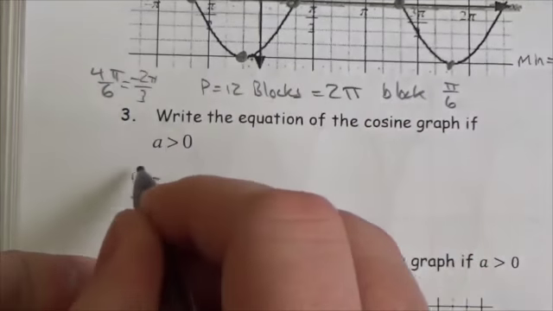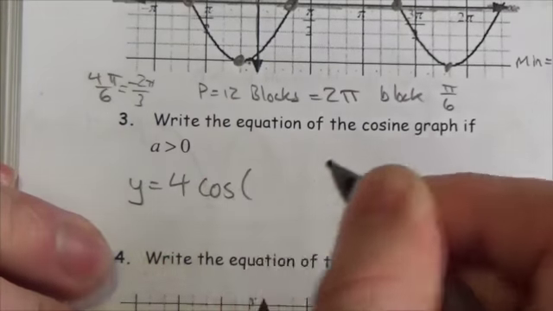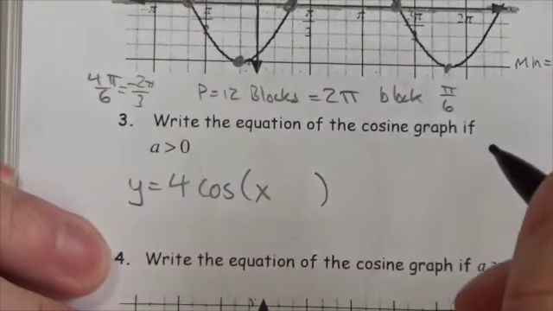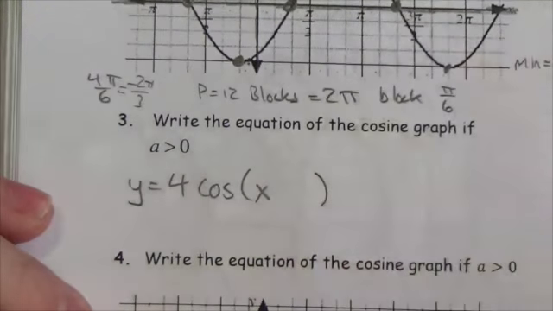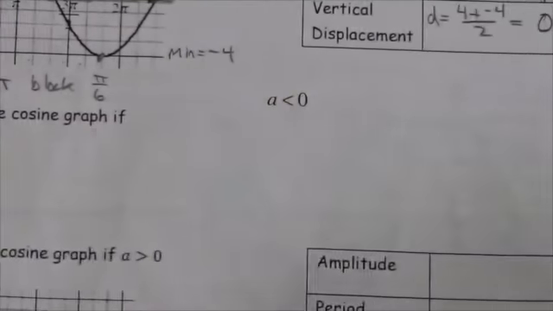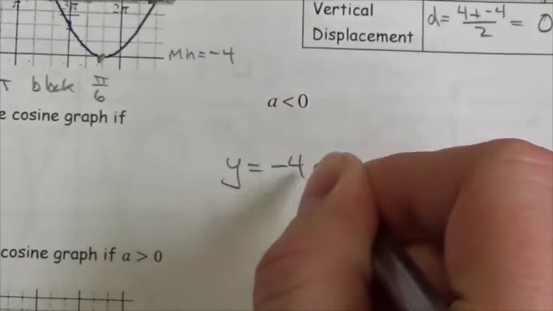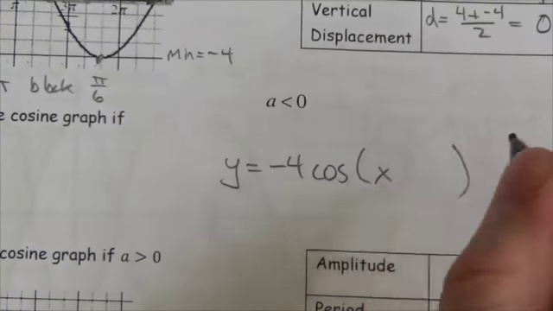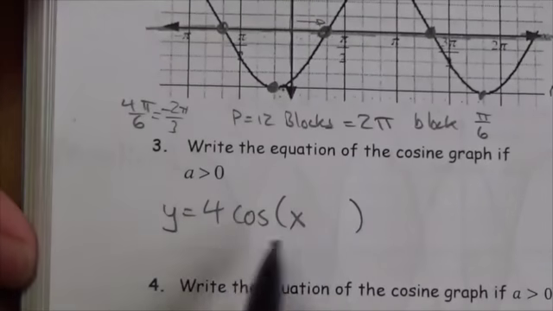Well, look, if I want a to be positive and this is a cosine graph, this has got to be 4 cosine, the b value is 1, so this just becomes x. Okay, well, I don't know what the horizontal phase shift would be, but I do know that the vertical displacement was 0, so that's it. Likewise over here, if I want my a to be negative, this would be y equals negative 4 cosine of x, but I don't know what the phase shift is supposed to be. So let's talk about the positive one first here.